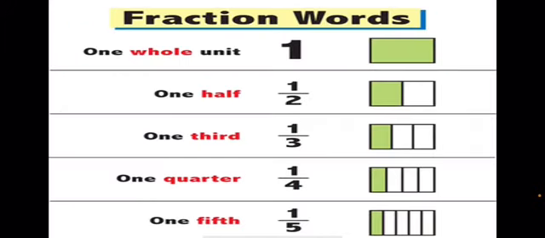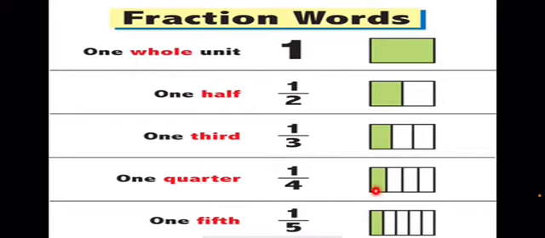Now there are some fraction words which you need to remember, like 1 whole unit. Now as you can see over here, this whole block, that is the rectangle block, is 1 whole. Now it has been divided into 2 equal parts, so this becomes half. Now further, this is again divided into 3 equal parts. So from this 1 whole, it has been divided into 3 equal parts and 1 part has been shaded. So it becomes 1/3. Now once again, this whole has been divided into 4 equal parts and 1 part is shaded. So this is called 1/4.